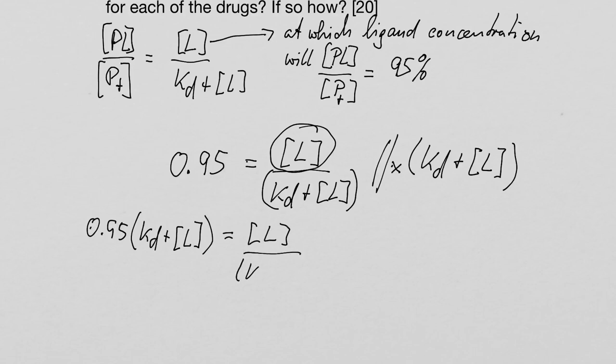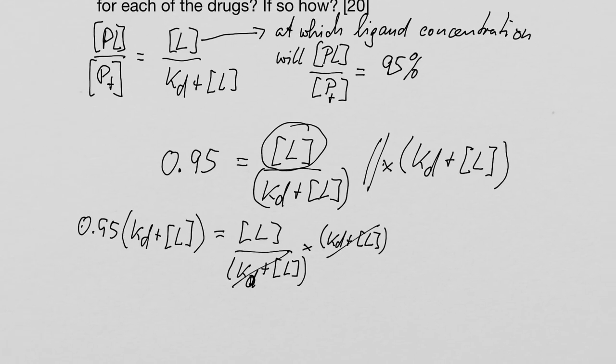over KD plus L times KD plus L. And what you see is that this KD plus L cancels out. And what we've got left is, now I need to write that on another page, 0.95 times KD plus L equals L.